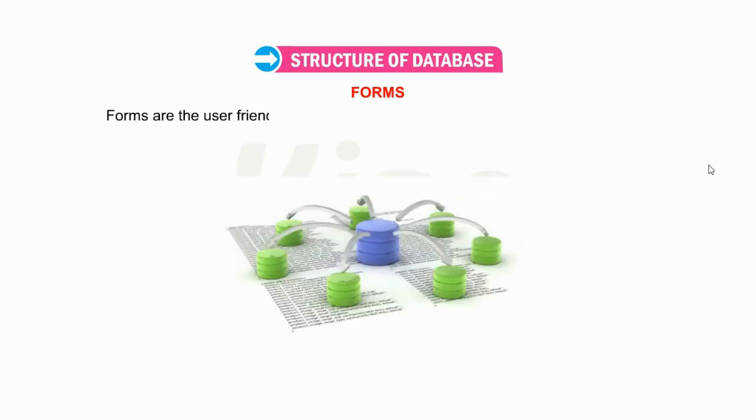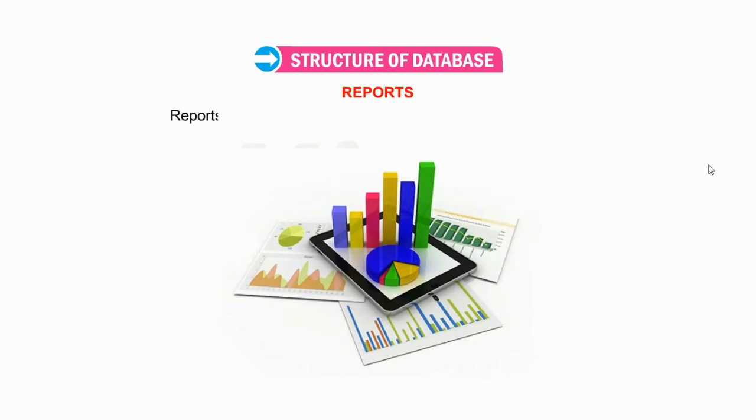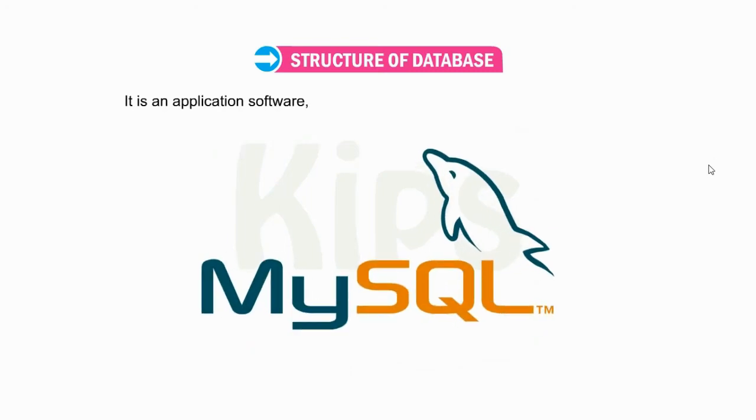Forms. Forms are the user-friendly interface that facilitate the process of entering data in tables and queries. A form has an attractive interface that accepts data from the user and forwards it to the corresponding tables or query. Reports. Reports are used to display selected data in a printable format. Reports collect the summarized data from one or more tables or queries, and organize it in a printable form. DBMS stands for Database Management System. It is an application software which is used to create, modify, and extract data from a database. It manages and organizes the records in the form of tables.